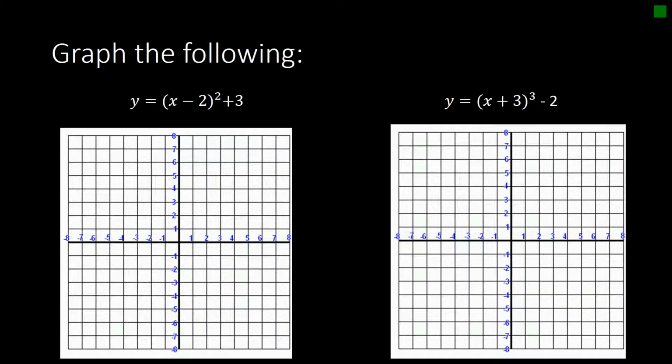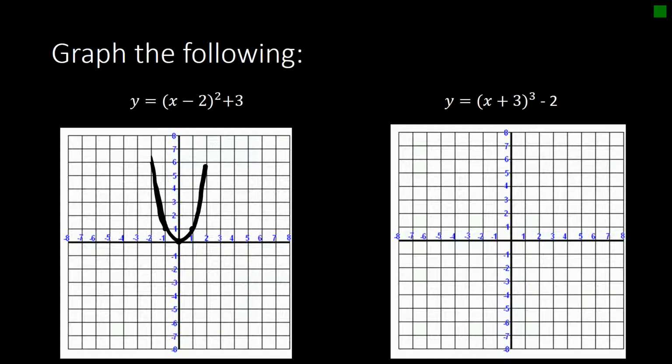Let's look at a couple more. We have y equals x minus 2 quantity squared plus 3. So I just want to graph y equals x squared. So I have points 0, 0, 1, 1, and negative 1, 1. So it's my U-shaped graph.